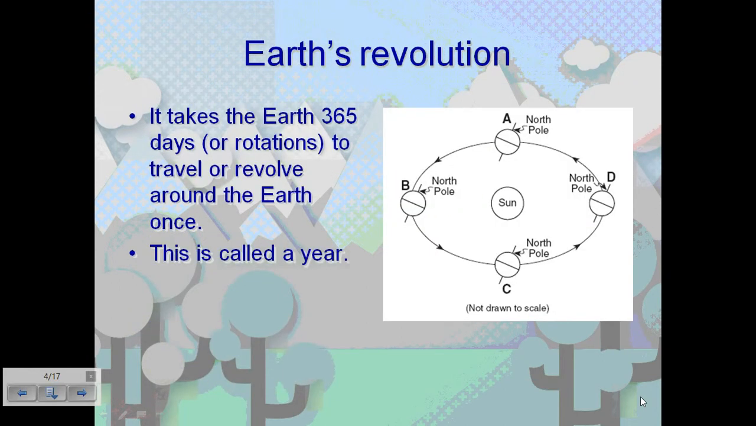Earth's revolution. Now, it takes the Earth 365 days, or 365 rotations, to revolve around the sun once. This is called a year.